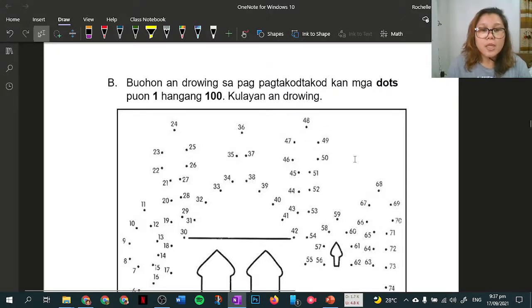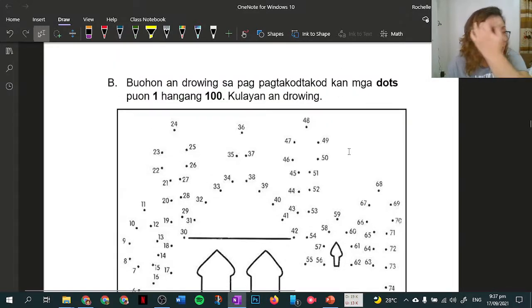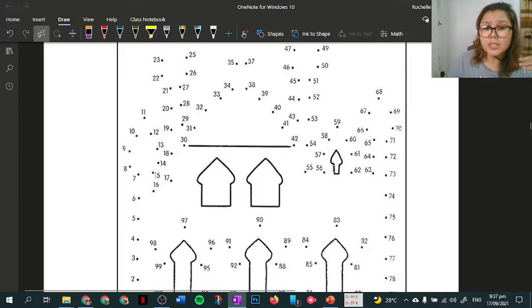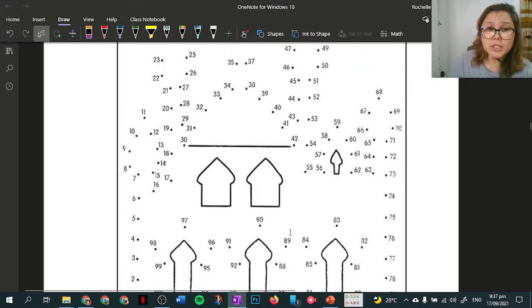So this time, same direction, connect the dots, but this time it starts from 1 until 100. So, may challenge din tayo dun kasi you have to be familiar on the next numbers. Starting with 1, you should locate first where is number 1, and then as you connect the dots, again, you need to try to recite the numbers para at the same time na may memory na din on how to recite the numbers properly from 0 to 100.